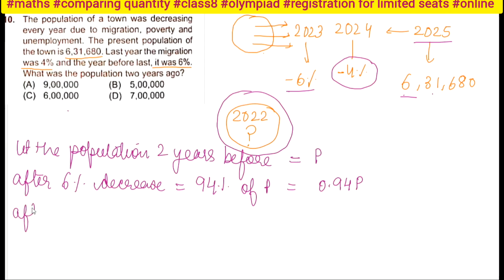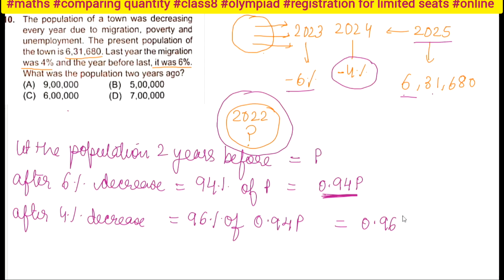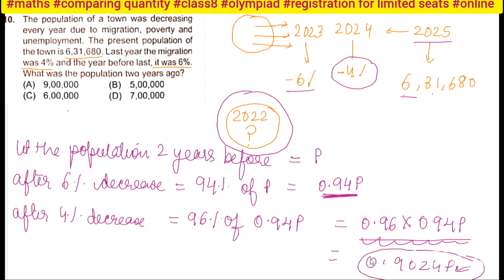Now after the 4% decrease, what will I do? A 4% decrease means 96% of this P, that means 0.96 times 0.94 P. So what does it become? 0.96 into 0.94 P. No sorry, it won't be divided, I am just writing the amounts only. So it becomes nothing but 0.9024 P. You understand this step better? Okay, this amount is my present P.